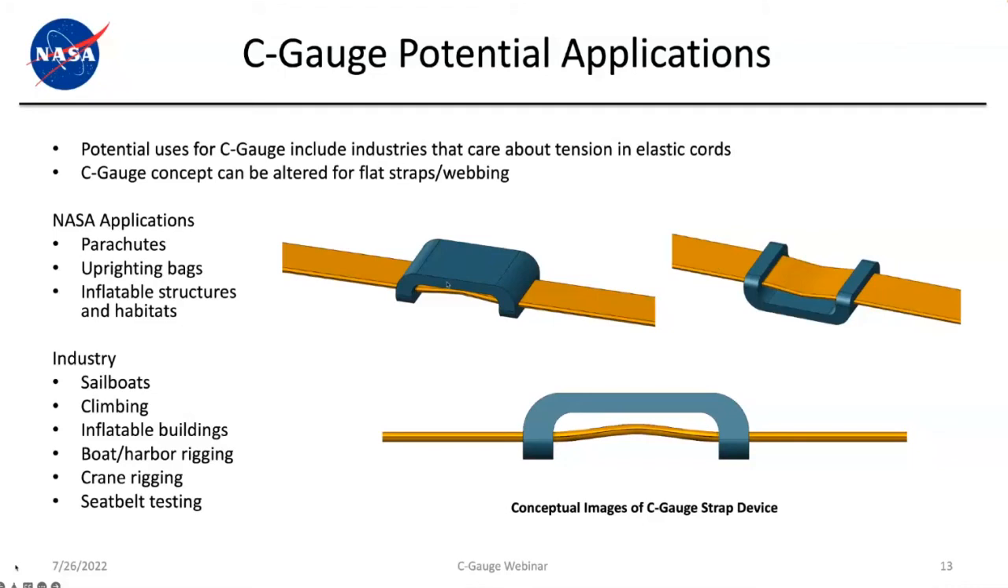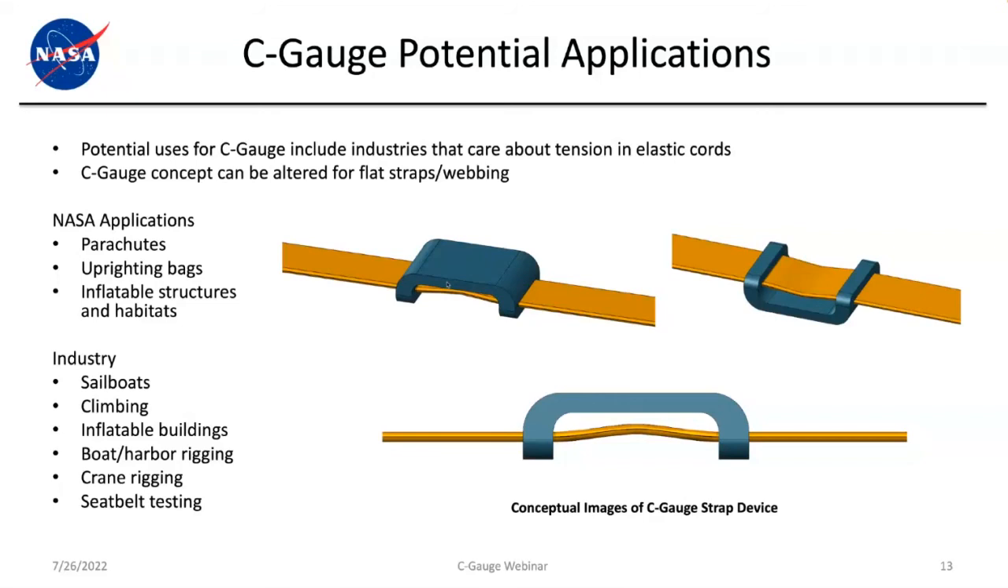At NASA, we would use this in parachutes, spacecraft uprighting bags. So for instance, when the Orion capsule lands in the water, big inflatable uprighting bags are deployed to ensure that the vehicle is in a stable upright position. So analysis of those bags heavily relies on measured tensions in various cords and members that restrain those bags. And then also we've got inflatable structures, inflatable habitats for long duration space missions. And this could go into the design and testing phases of those items.